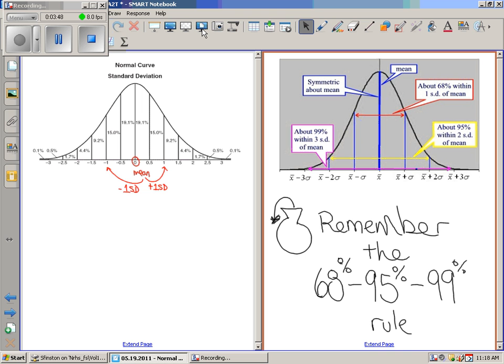If you are within 1 standard deviation on either side of the mean, you will collect 68%. The population will fall, 68% of the population will fall in that range. If you go 2 standard deviations away, you will catch 95% of the population. And finally, if you go 3 standard deviations out, you will catch 99% of the population.